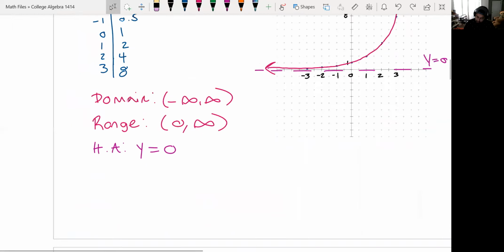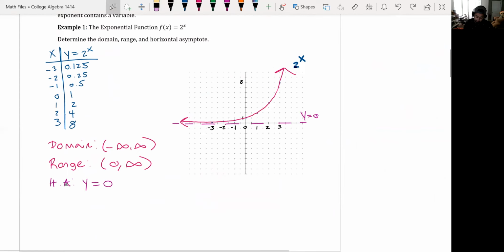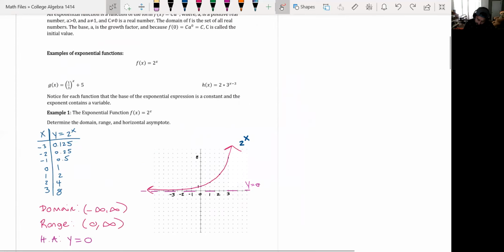And the graph is smooth and continuous with no gaps, breaks, or holes in it. So this is what the basic graph of an exponential function whose base is bigger than 1 will look like, unless we applied some type of transformations, right? Let's just take a quick look.